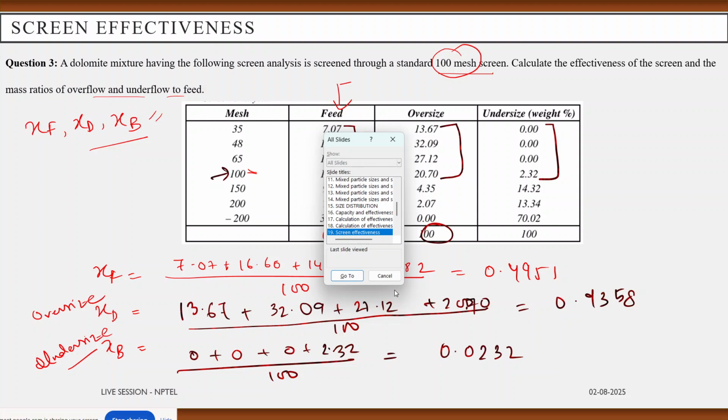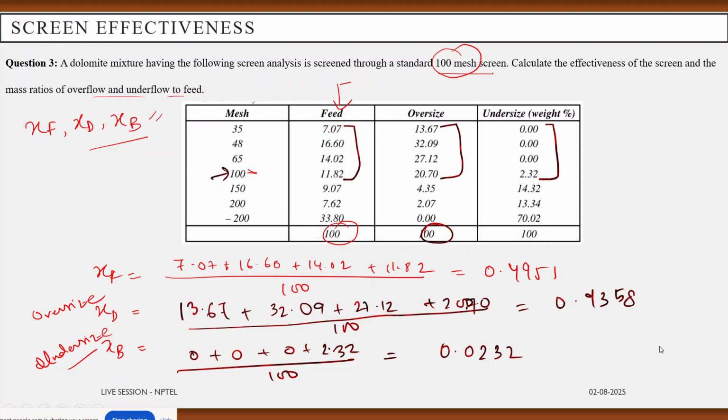Ma'am, again, my answer is not matching with your answer. I don't know how you are calculating. This is simple, you have to do the summation.